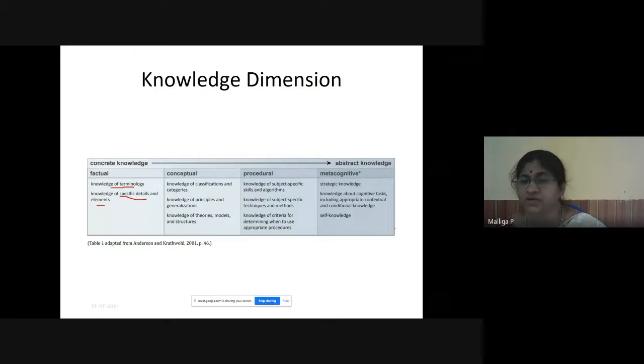When you talk about metacognitive knowledge, it is strategic knowledge, that is, knowledge about the cognitive side. See, every learner has their own way of understanding the content. When you tell them to write it in their own words, that is also metacognitive knowledge. They know how to have a strategy of learning, or knowledge about knowledge, which is self-knowledge. All this comes under metacognitive knowledge. So this is another dimension.